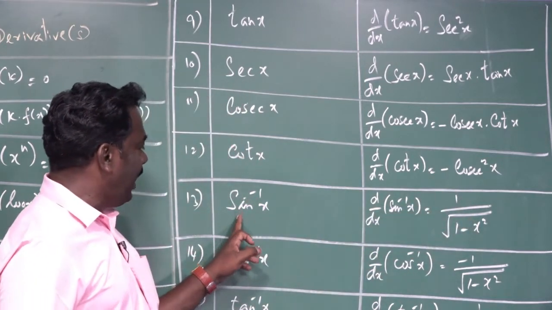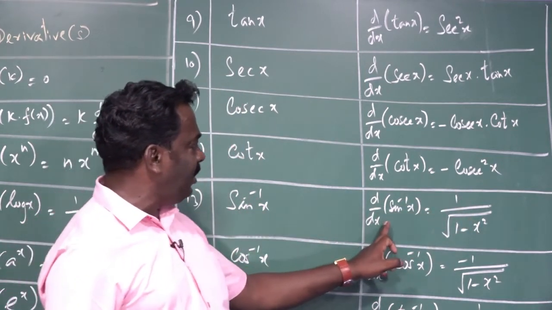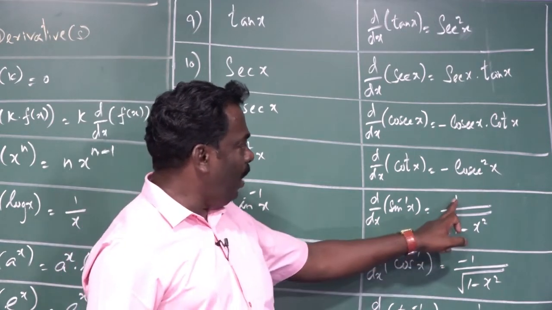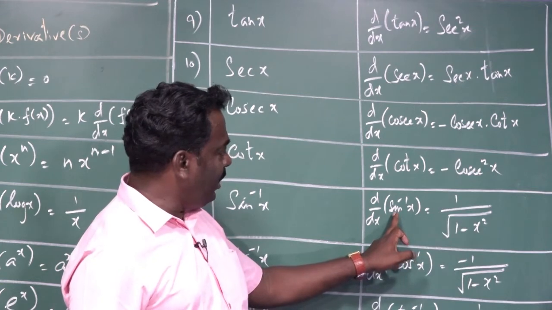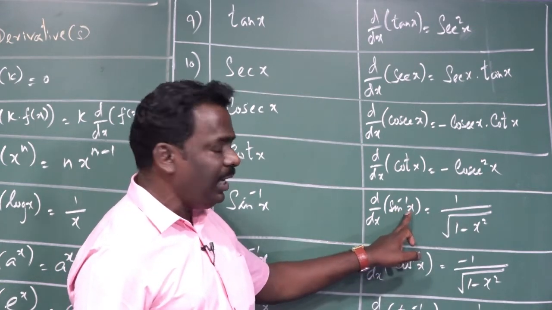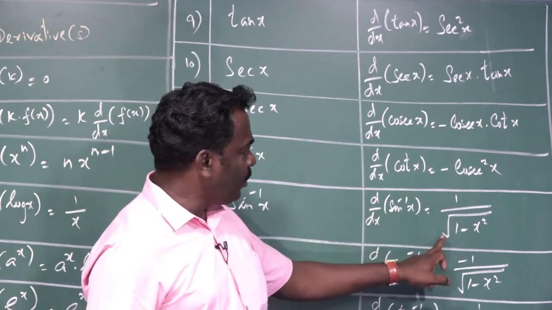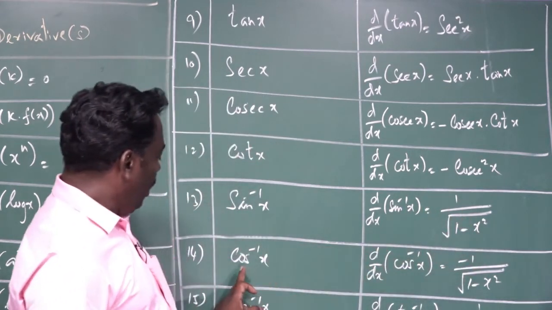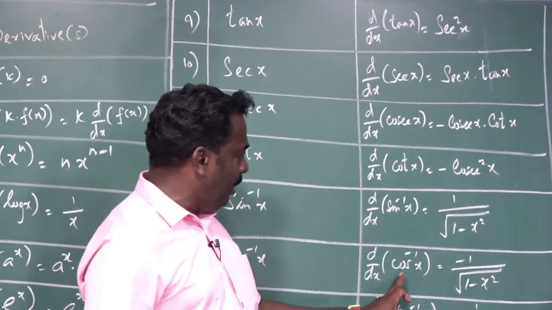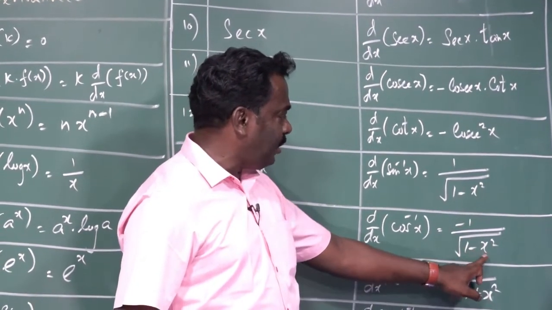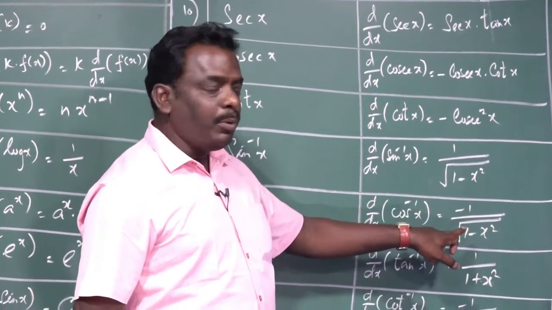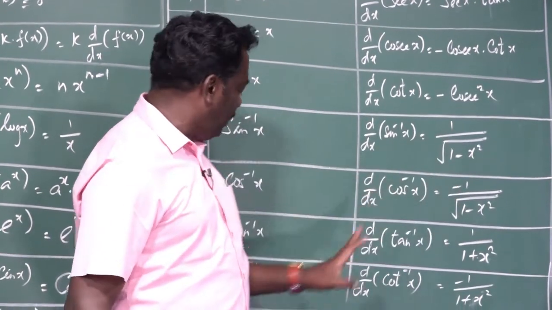Inverse functions. Sin inverse of x: the differentiation of sin inverse of x becomes 1 by square root of 1 minus x square. Cos inverse of x: the differentiation of cos inverse of x equals minus 1 by square root of 1 minus x square. Both have opposite signs: one is plus, the other is minus.